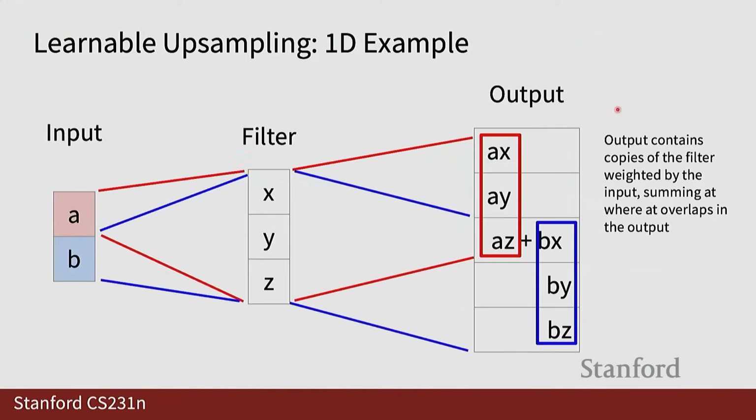Let me give you an example, and that's with a simple 1D function. If the input is just 2 values of A and B, we learn a filter that maps it to the higher resolution output, right? And for doing that, we just apply the filter to each of the values and write the outputs here. For the parts where there is an overlap, it's the summation, addition of what is coming from each of the 2 locations.